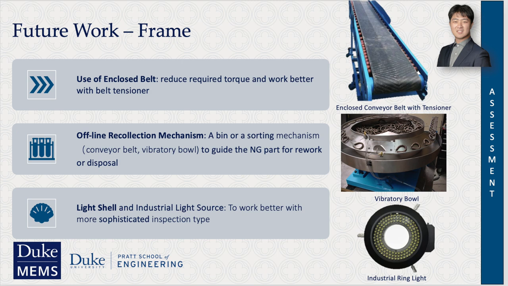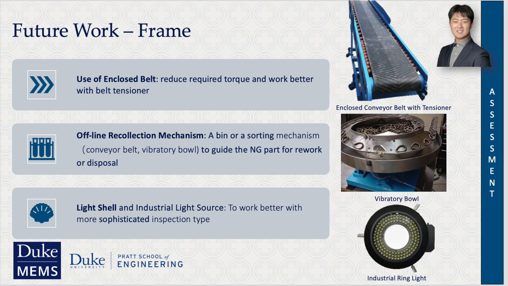And also, we would like to use an offline recollection mechanism. So far, the NG part just gets pushed out to the ground, which is not ideal and not very industrial. We would like to utilize at least a bin to recollect them. Or if we get more budget, we can apply another conveyor belt or even a vibratory bowl to sort them and lead the NG part to the rework station or for disposal.